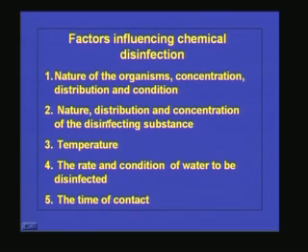And the second one is the nature, distribution and concentration of the disinfecting substance. So, how well we are distributing the chemical, what concentration we are providing, and what the nature of the disinfectant is, all those things are very, very important. Because if we give a chemical dose lower than what is required for killing the microorganisms, then naturally the microorganisms are not going to get destroyed. Similarly, if the agent we are adding is not very stable and dissociates immediately, then also it will not be an effective disinfectant.